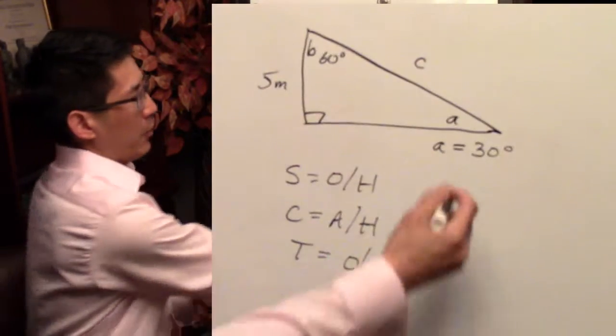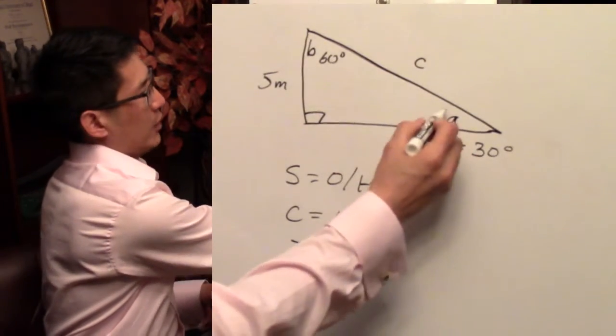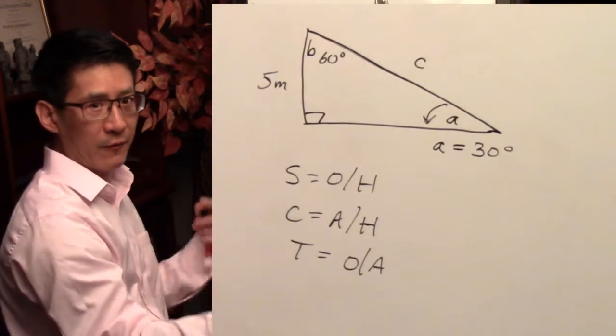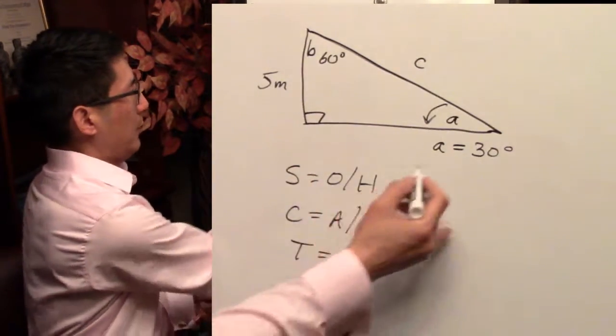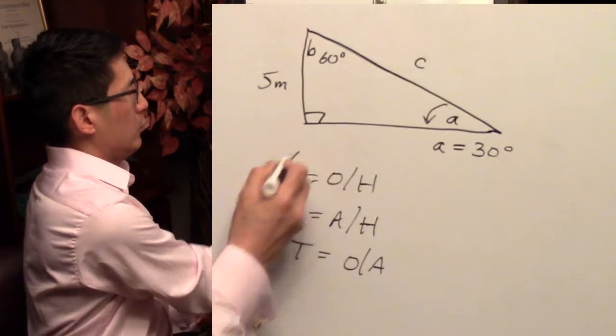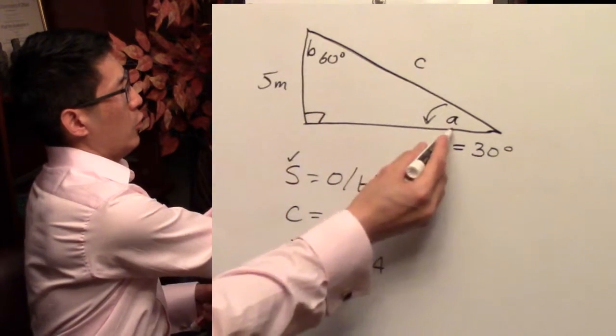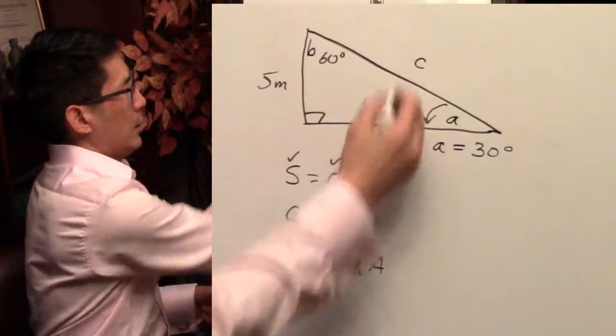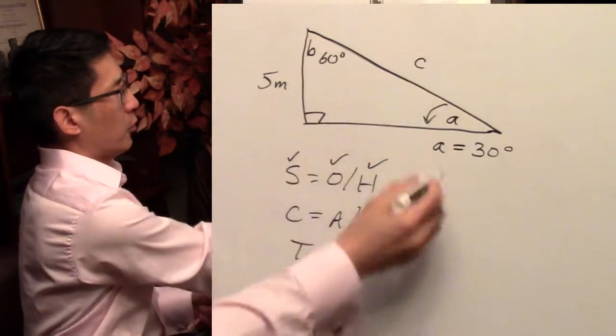In this case, if we pick either angle, we could start with, say, A. We know what A is, and if we know the angle, we know its sine and vice versa. So, for example, we know what the sine of 30 is. We know what the opposite side is, yes. And we know what the hypotenuse is. Therefore, we can solve it.